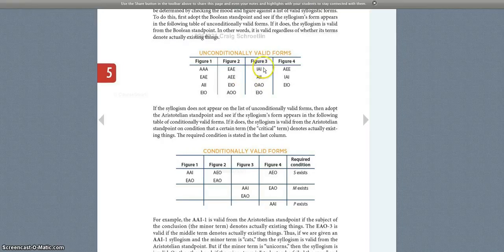IAI figure 3 right there. So it tells me that an IAI figure 3 is an unconditionally valid statement. And what that means is that it's valid whether Boolean or Aristotelian. And we call it unconditionally valid. Okay, so there we go. So that gives you an idea of what we've just done.